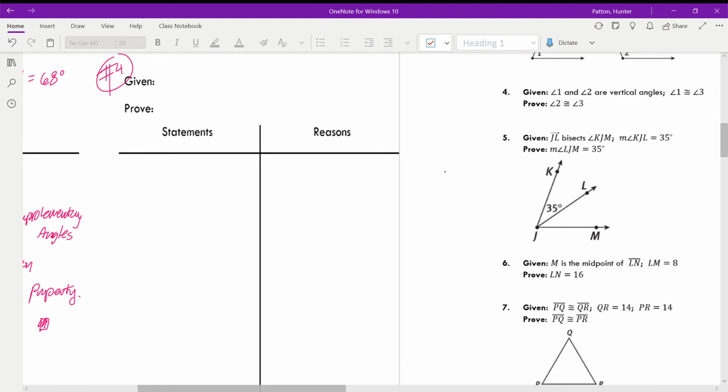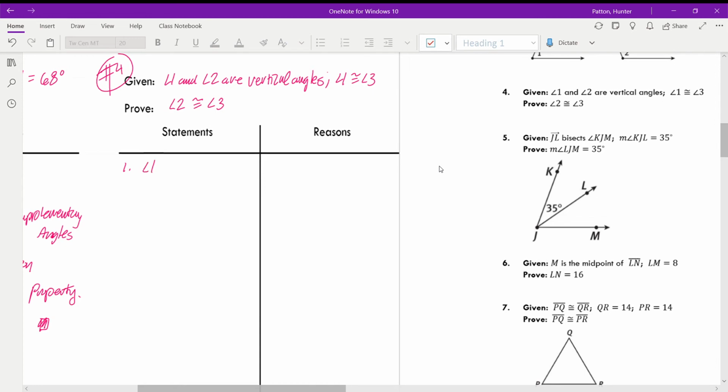So we're given that angle 1 and angle 2 are vertical angles. And we also know that angle 1 is congruent to angle 3. We want to prove that angle 2 is congruent to angle 3. Okay, so let's just write this down.